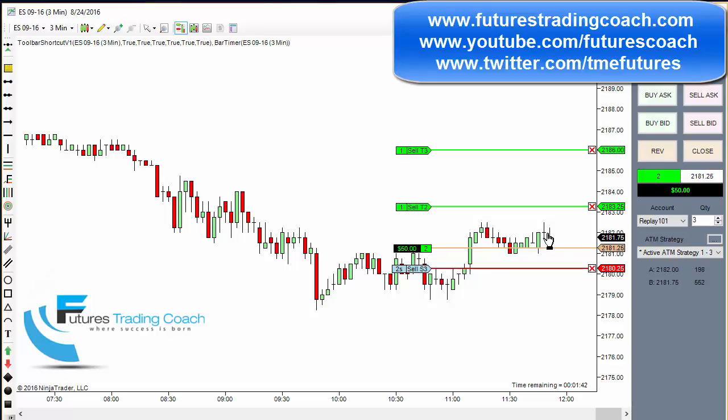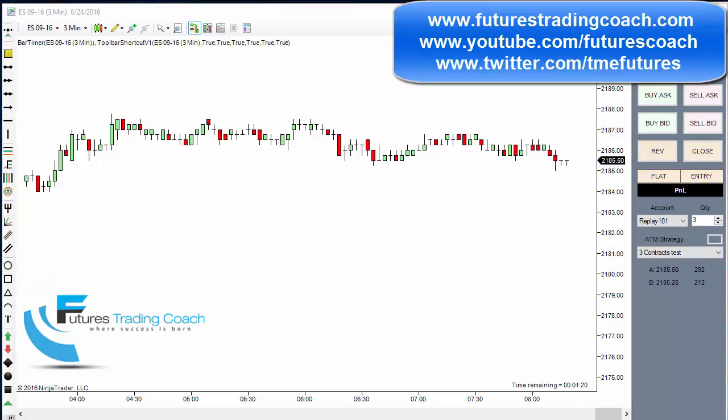If you had 2 contracts on, then you would take 1 off at a point, you'd go -1, and you'd be in a risk-free trade, and then you would hold for either the second target or until what we call a material change in the marketplace. And that's how you would get into this trade.